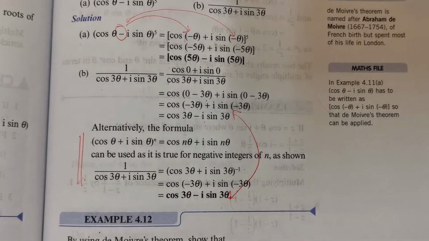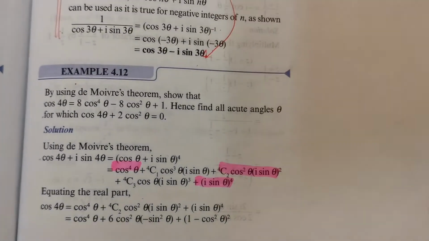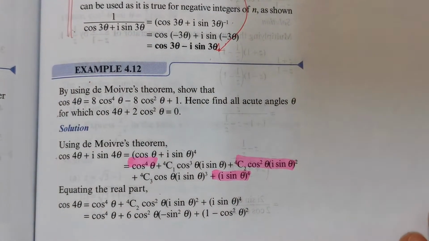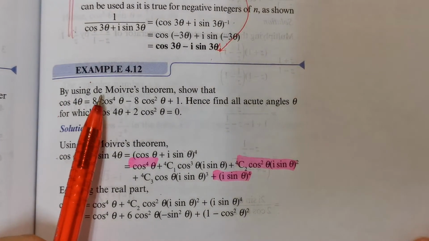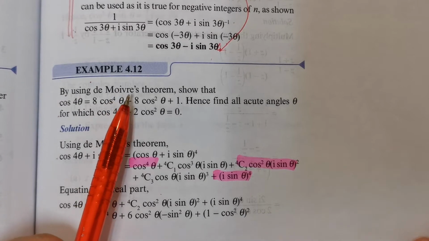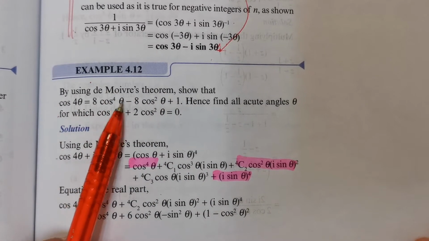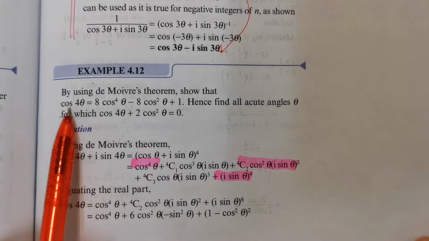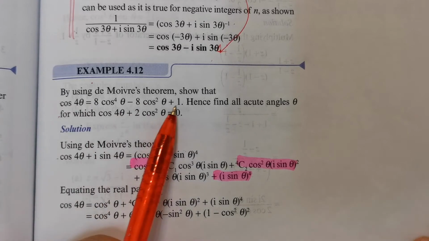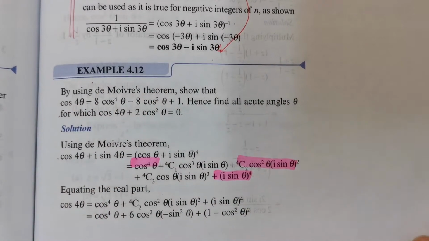Okay, so this is the second example. The third example that they can ask, or the other question that they can ask, is like this. Example 4.12. By using De Moivre's theorem, show that cos 4 theta equals 8 cos^4 theta minus 8 cos square theta plus 1. It looks like a trigonometry question, right? But now we use De Moivre's theorem to do it.